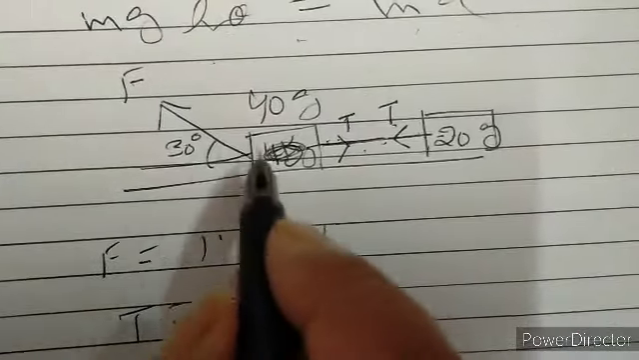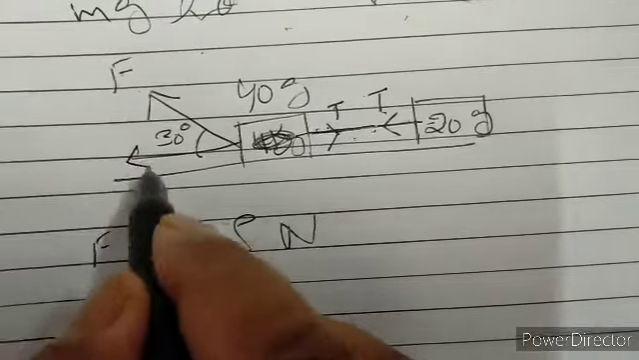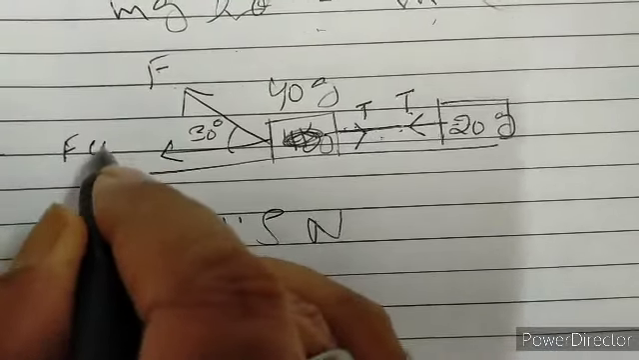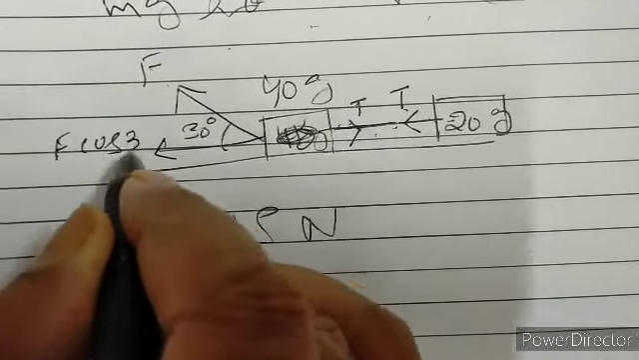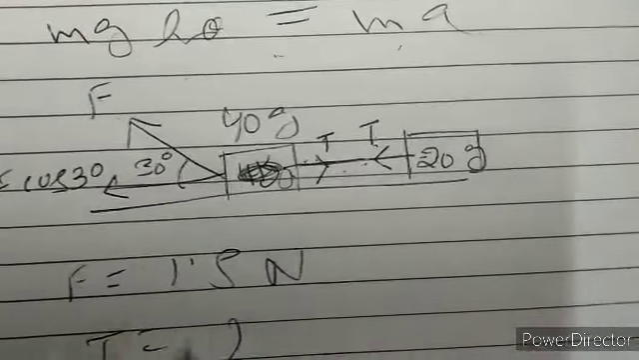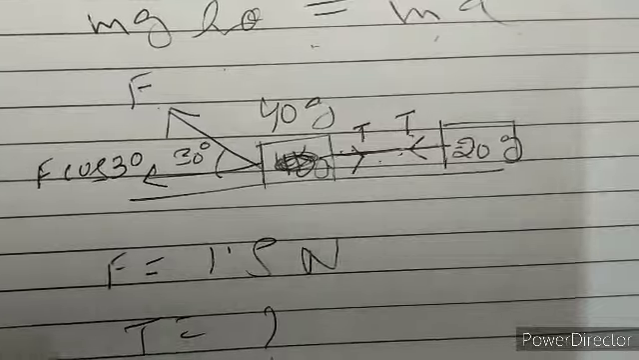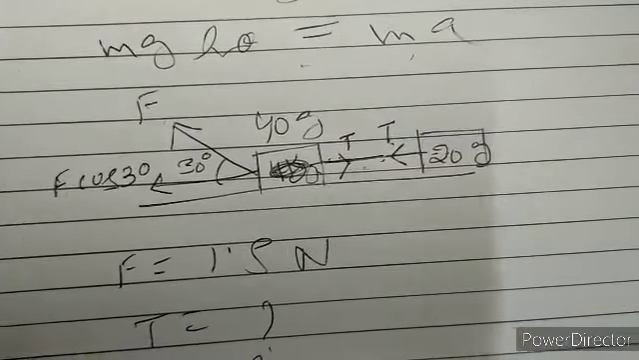Now see, the component of F in this direction is F cos 30. In the vertical direction, F sin 30. But we have to see the forces only in the direction of motion. The body will move in this direction. Therefore we have to take the force in this direction only.